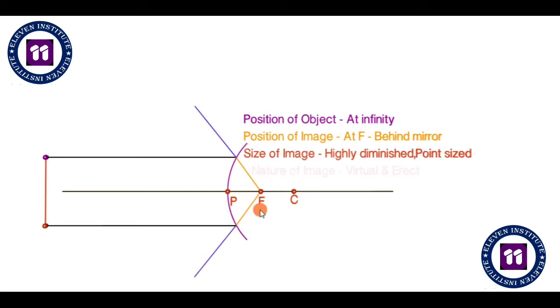Size of the image: highly diminished. Point size, you can see it is a point-sized image. And nature of the image is virtual and erect. Why? Because this reflected ray and this reflected ray are moving apart from each other. They will never meet each other, but we are extending them to the other side of the mirror and they meet over here. So they don't meet on their own, but we force them to meet behind the mirror. So the image formed is virtual and erect.